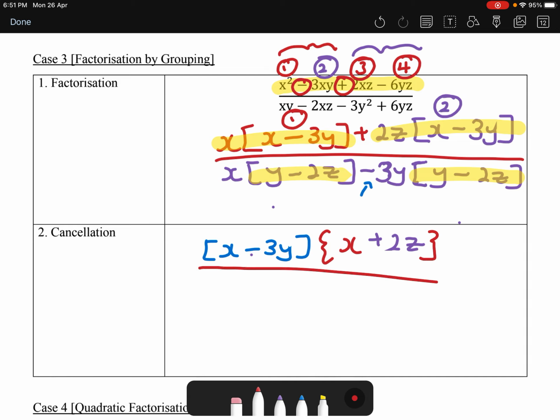Now I go to the bottom. Bottom, I put the third term and the fourth term here. What is common between the third and the fourth term? It's just the bracket, right? The bracket y minus 2z. So I take out the bracket.